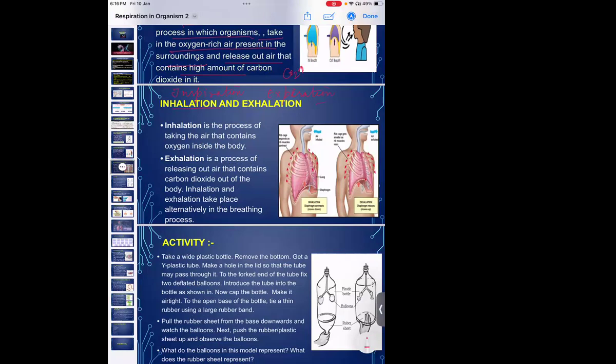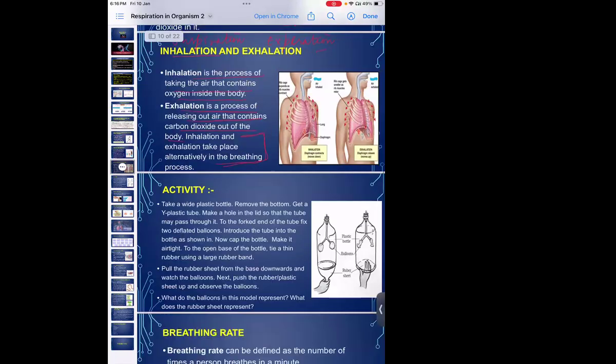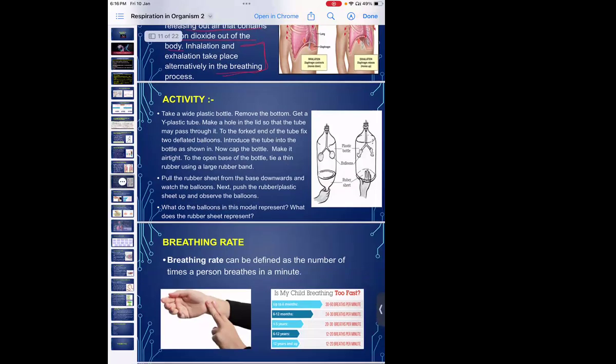In grade 10, it will not be by the names inhalation and exhalation; it will be by the names inspiration and expiration, which mean inhalation and exhalation only. Inhalation is the process of taking air that contains oxygen inside the body, and exhalation is the process of releasing air that contains carbon dioxide outside the body. Both processes should take place one after the other and keep on going.